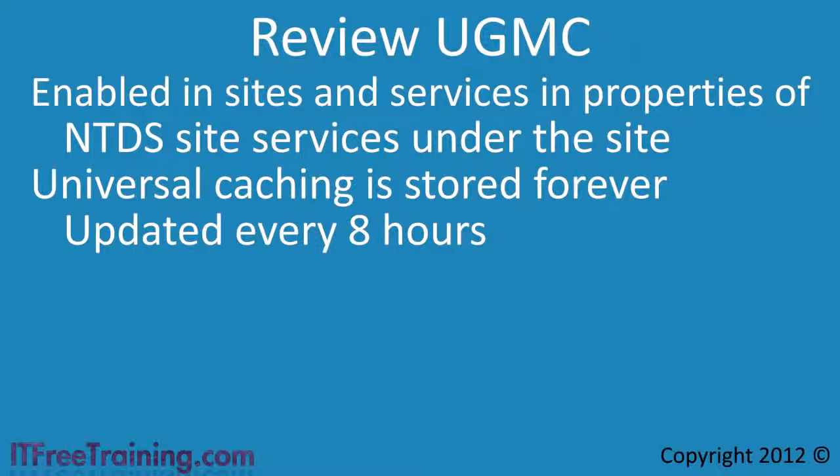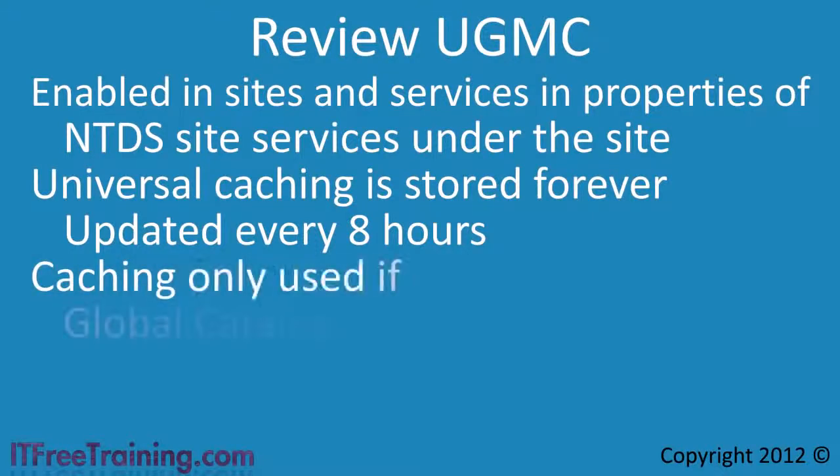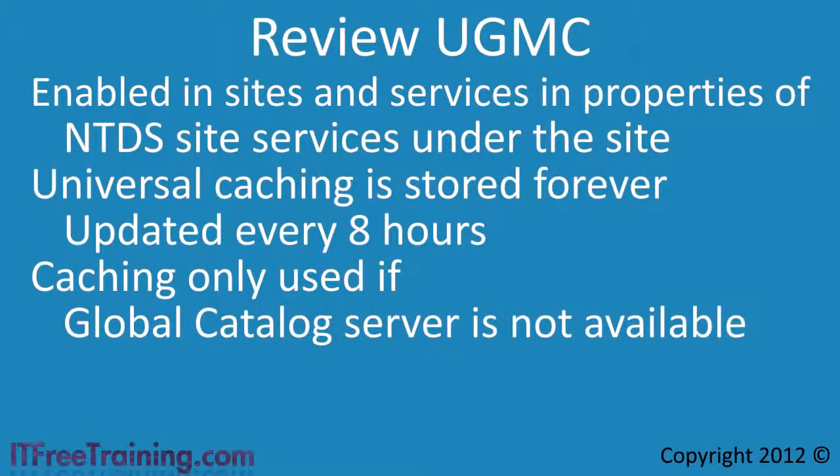The universal group membership cache is only used if a global catalog server is unavailable on the network. Enabling universal caching does not stop the domain controller from attempting to contact a global catalog server when a user authenticates. If a global catalog server cannot be contacted, then the universal group cached on the server is used.